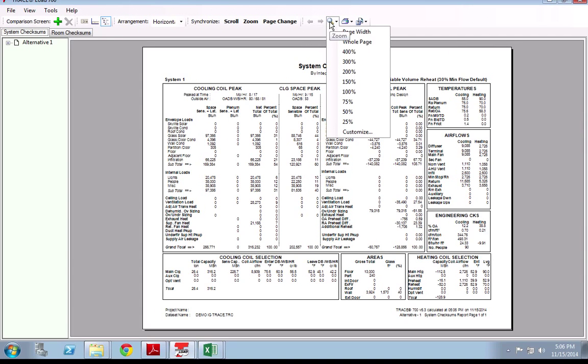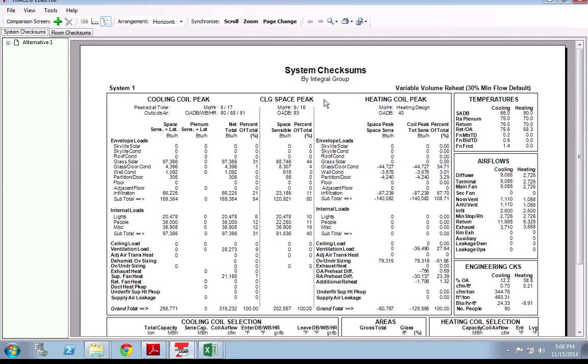All right, so here we go. So our space peak. Now our space peak is showing we have internal loads, we have envelope loads. We can see the direct sun contribution is this.